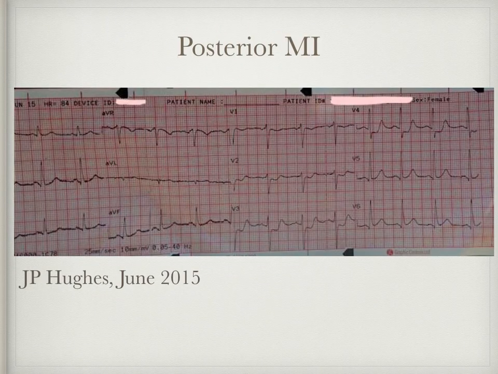So on to our first ECG from the archives, and this one is from June 2015 and was posted by our very own JP Hughes. He recorded this ECG from a female in her early 60s who was complaining of chest pain which radiated to her neck and left arm. Her other symptoms included shortness of breath and nausea, so the history is suggestive of ACS.